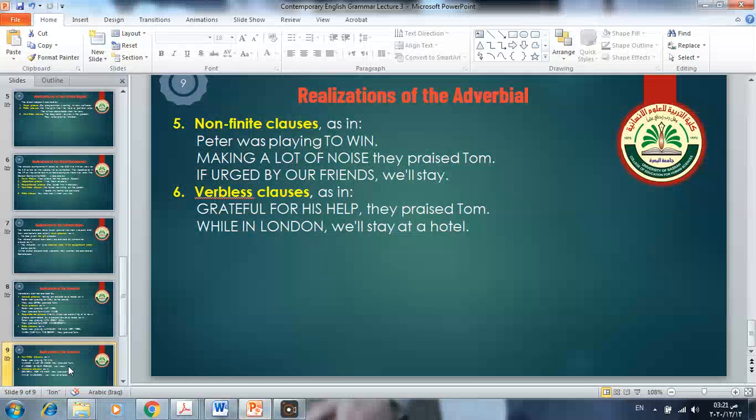Number six, the adverbial may be realized by a verbless clause, as in, grateful for his help, they praised Tom. While in London, we will stay at a hotel. So, grateful for his help. You see, now this clause is verbless. We don't have a verb, and it functions as an adverbial. And the other one, while in London, we will stay at a hotel. While in London is a verbless clause which functions as an adverbial.